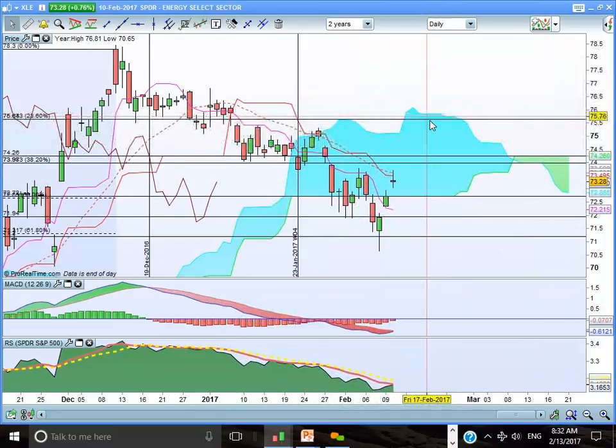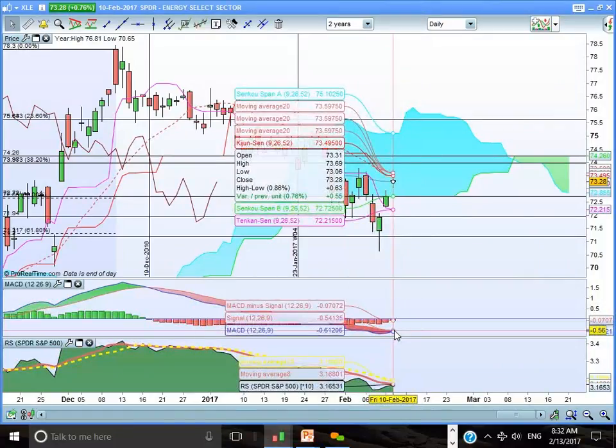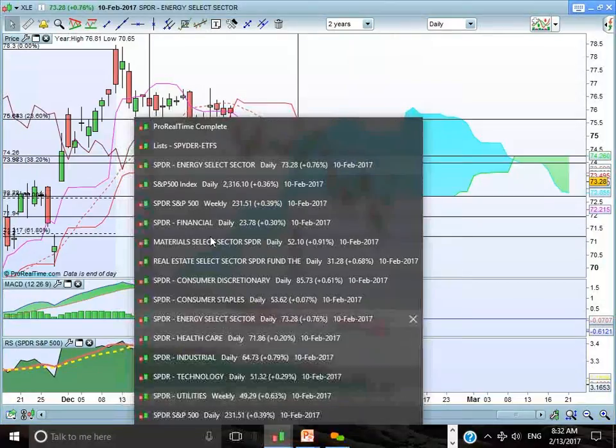So it's a counter trend trade in an overall downtrend based on cloud chart. So watch out, the MACD could give us an early warning, well, a late stage signal for a rebound in the energy ETF.